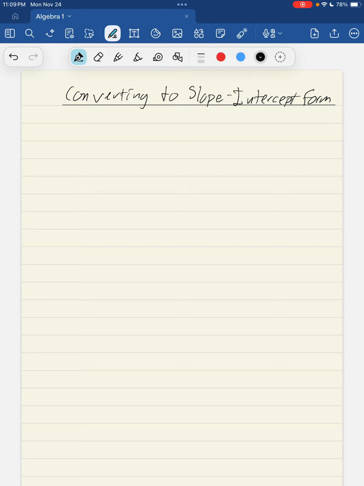For this lesson, we're going to be talking about converting into slope-intercept form. So you might see a problem like this, 3x plus 4y equals 12, and you're going to be asked to convert it into slope-intercept form. The thing we got to remember is what slope-intercept form is.